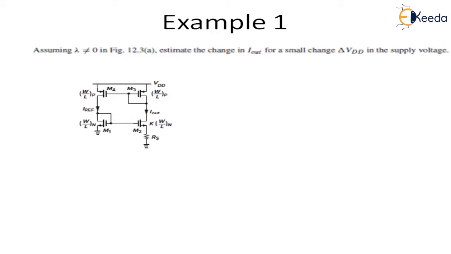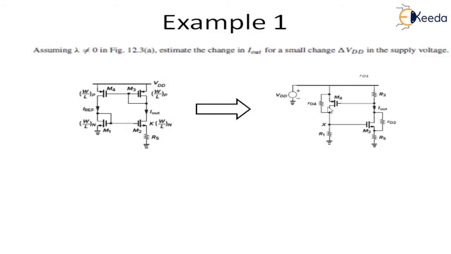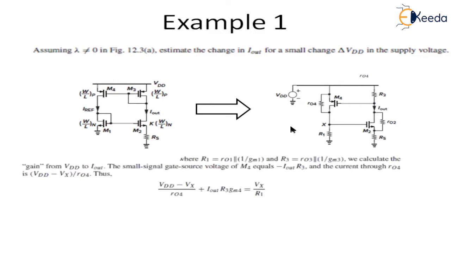First we will replace the transistor whose gate and drain are connected with a resistor, in this case and in this case, converting them to resistors. So in this case it is R1 and in this case it is R3. Basically R1 is equal to RO1 in parallel with 1 by GM1, and R3 is RO3 in parallel with 1 upon GM3.